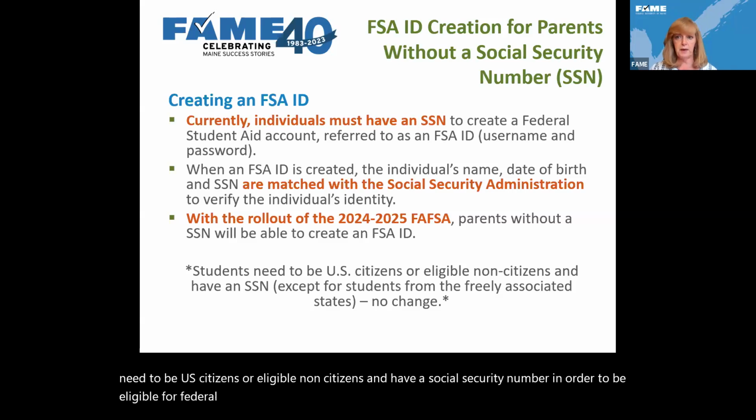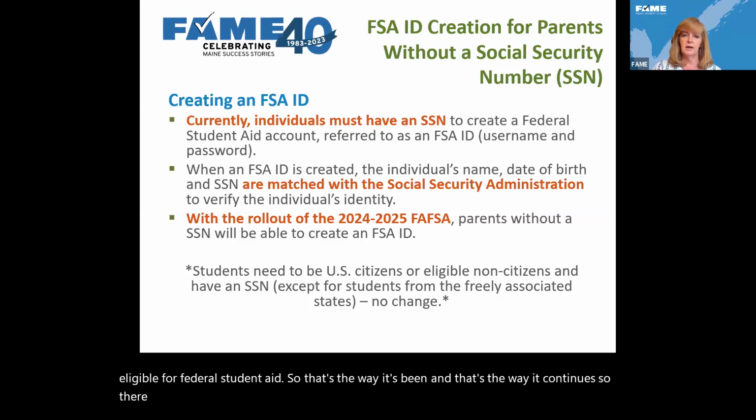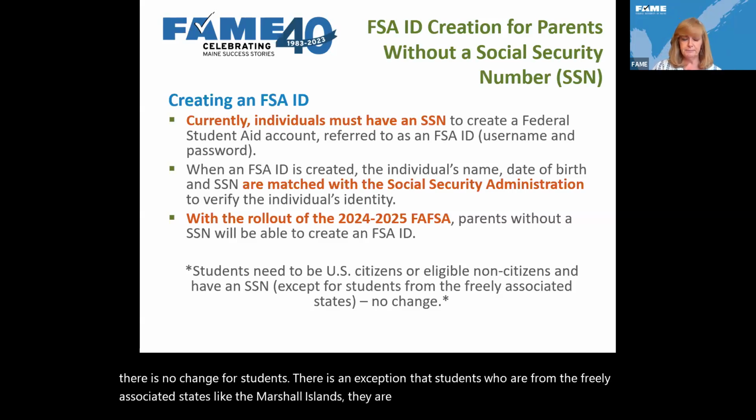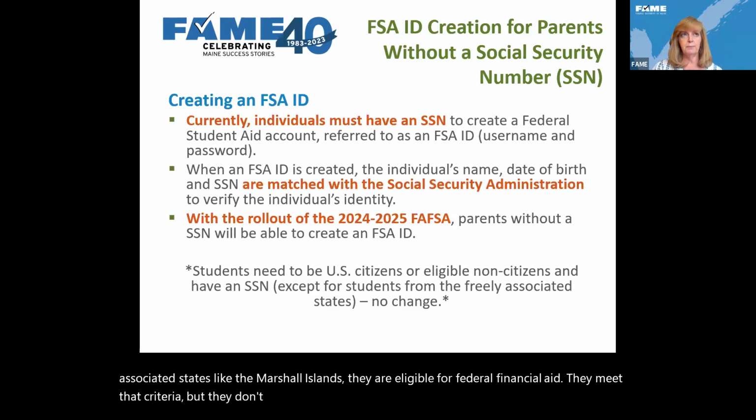So that's the way it's been, and that's the way it continues. So there is no change for students. There is an exception that students who are from the freely associated states like the Marshall Islands, they are eligible for federal financial aid. They meet that criteria, but they don't always have a social security number. So this process will work for them as well.